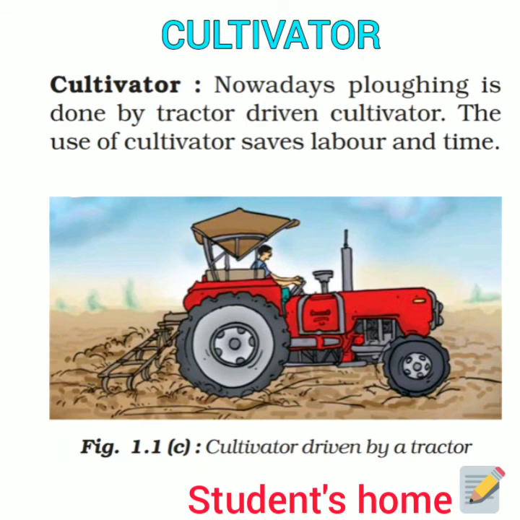So class, the last agricultural implement that we are going to discuss here is the cultivator. Nowadays ploughing is done by the tractor-driven cultivator. The use of a cultivator saves labor and time. As you can see, the cultivator that is driven by the tractor is attached at the back portion of the tractor, and is being used for loosening the soil.